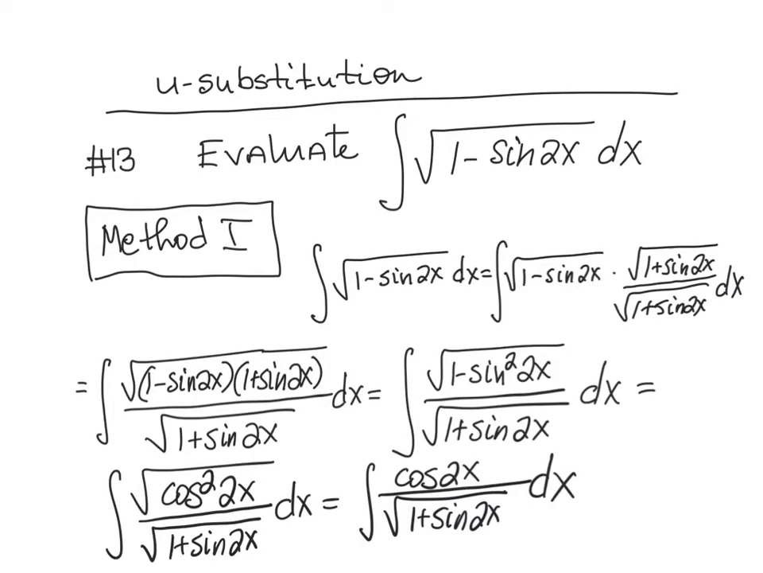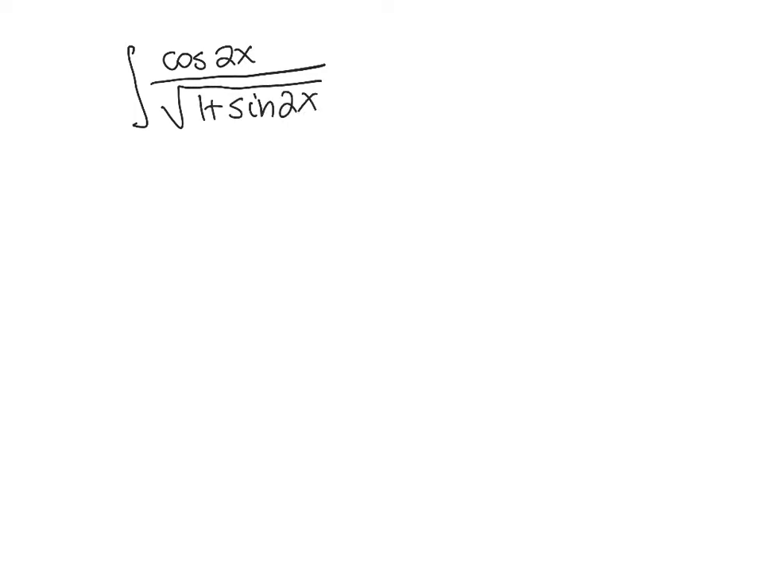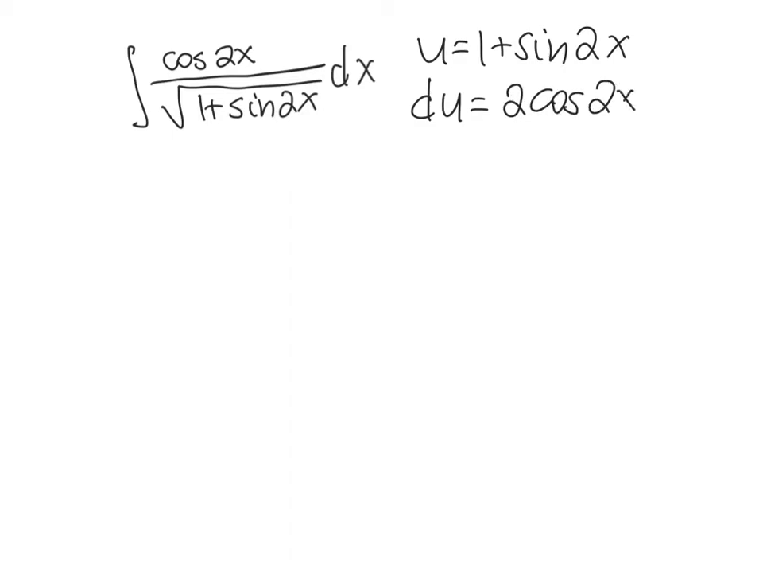And here we can now evaluate this by using U substitution. So we have the integral of cosine of 2x over the square root of 1 plus sine of 2x. Let u equal what's in the square root in the denominator, 1 plus sine of 2x. Du is 2 cosine of 2x dx. So 1/2 du equals cosine of 2x dx.